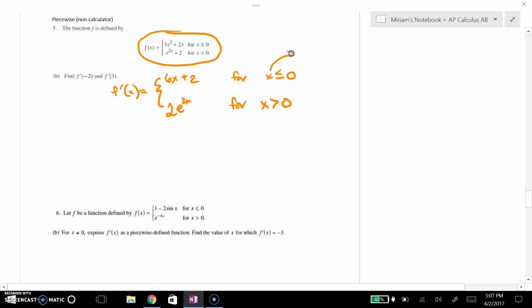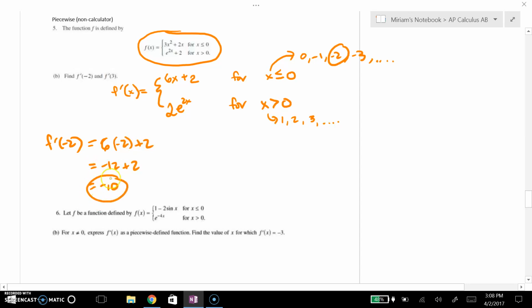And you have to remember the first part means values such as 0, -1, -2, -3 because it says x is less than or equal to 0. The second piece says x is greater than 0, so that's 1, 2, 3, etc. Okay, so if I'm being asked for f prime of -2, I have to choose the function that contains -2 in its domain. It's right here. So I'm going to use 6x plus 2, which is 6 times -2 plus 2, -12 plus 2, -10.